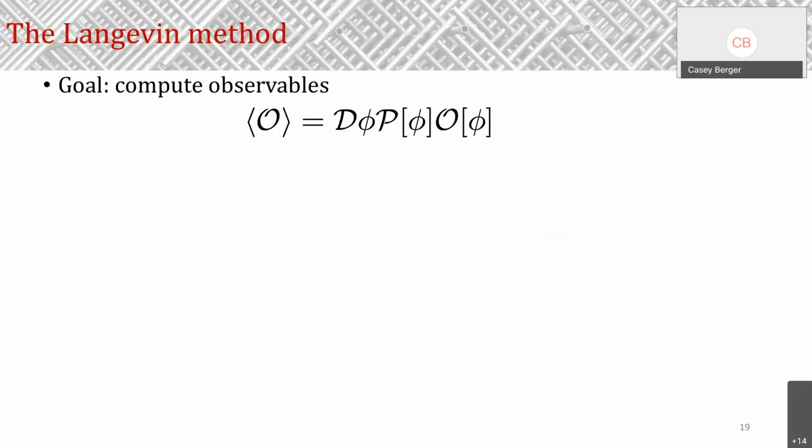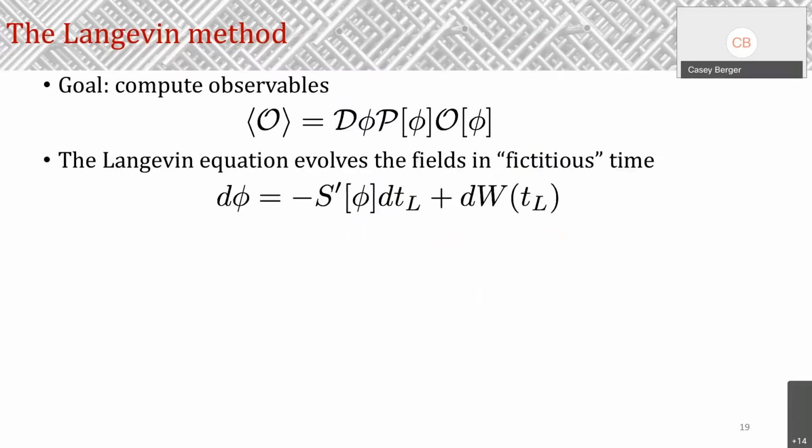So first, let's discuss the Langevin method more generally, and look at how it works for a system which is entirely real. Just like with quantum Monte Carlo, our goal is to compute observables, and we compute observables in the same way. But instead of sampling from a probability distribution, we evolve the fields themselves using a stochastic differential equation, which is called the Langevin equation. This equation evolves the field using a derivative of the action, which you see here. That's the physics of the problem. And then a Gaussian distributed white noise term. So that's the stochastic element of the problem.